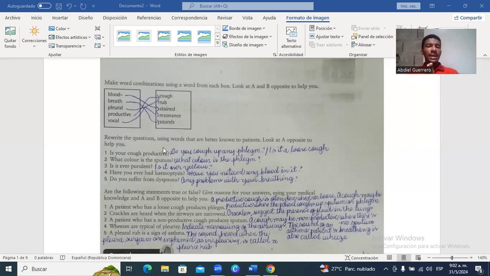Blood-stained, breath sounds, pleural rub, productive cough, vocal resonance.